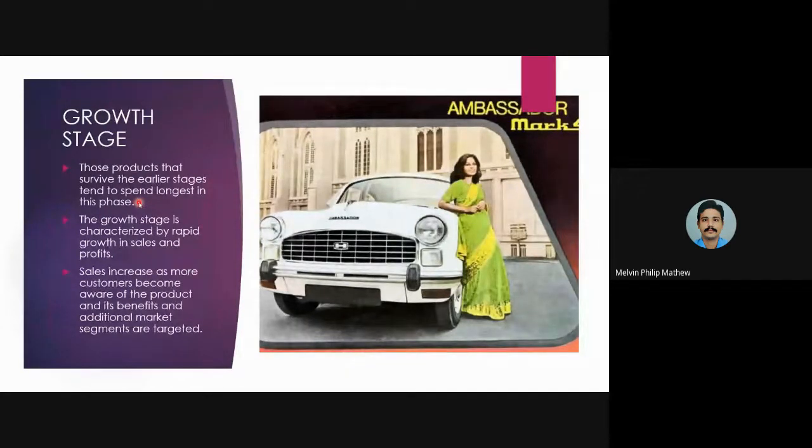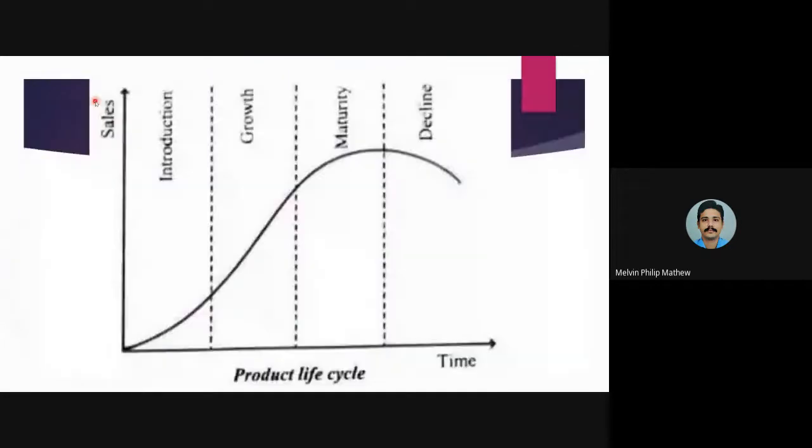And when one customer or consumer sees another customer using the product, he tends to buy the said product, and then sufficient people buy the products, and the sales start to grow during this stage. So that is why it is known as the growth stage. You can see the sales graph here. There is a significant increase when compared with the introduction stage.